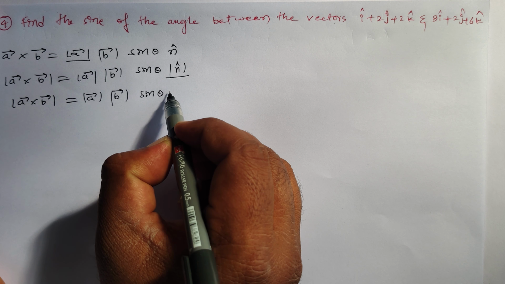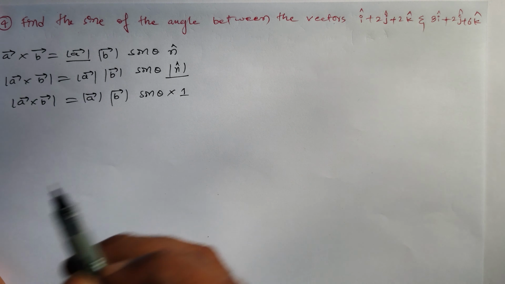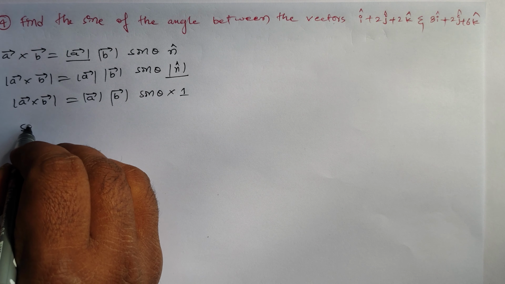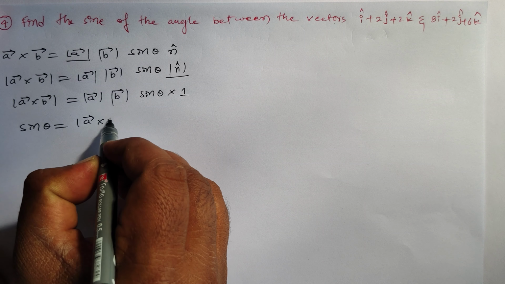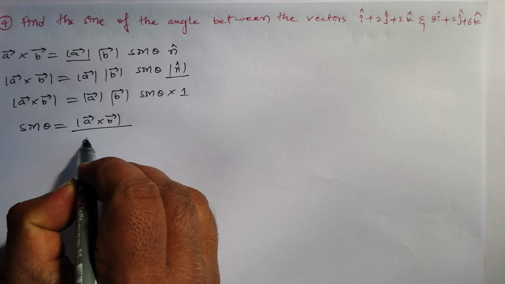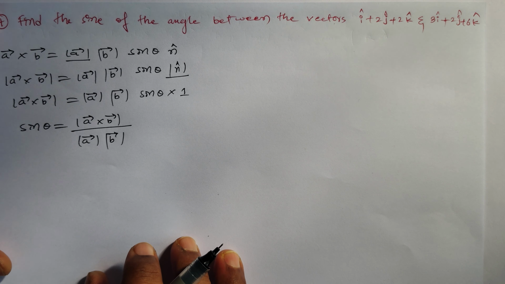So what is magnitude of n cap? N cap is a unit vector. Unit vector magnitude is 1. Okay, that is equal to 1. So what is sin theta here? Sin theta equal to magnitude of A cross B divided by magnitude of A into magnitude of B. Okay, this is sin theta, right?